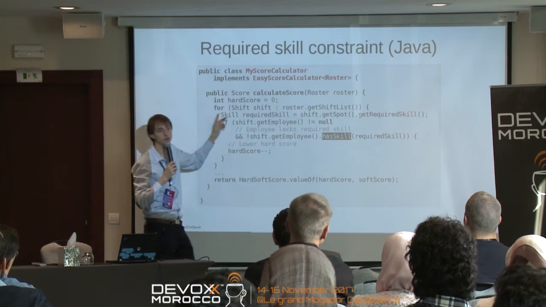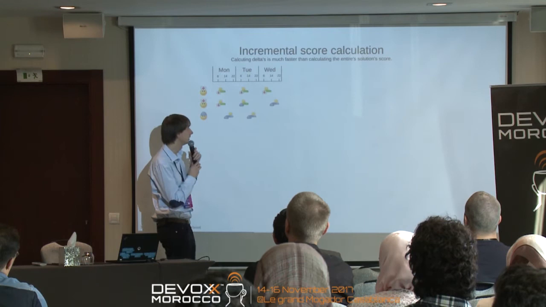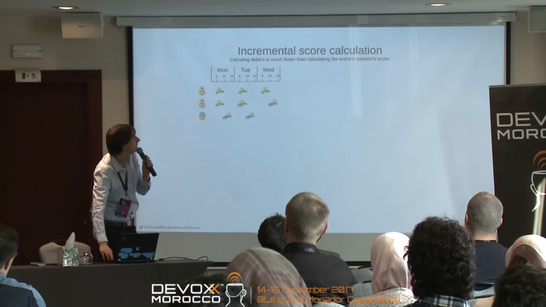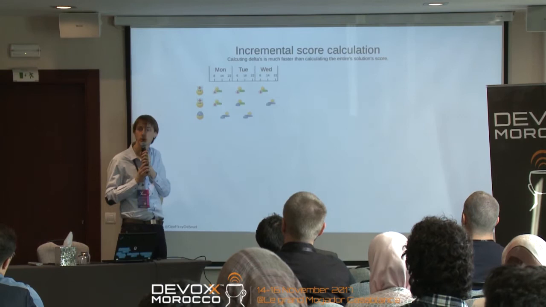Let me show you. What we want to do is something called incremental score calculation. Here we have our three employees and our shifts. So this is a particular solution. The first time, we need to calculate this from scratch. Let's say we start out with this solution, because you don't have to start out with an empty solution. You can actually do a warm start from an existing solution, which is quite interesting in some use cases.